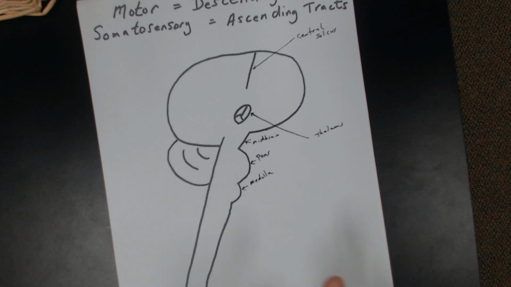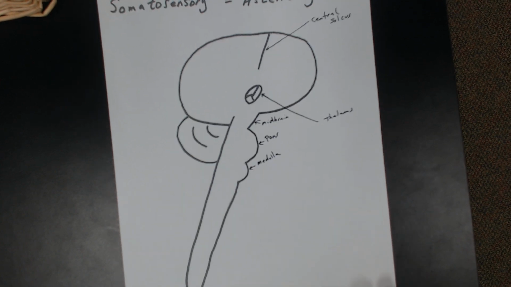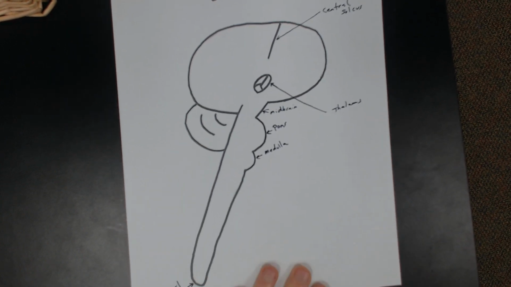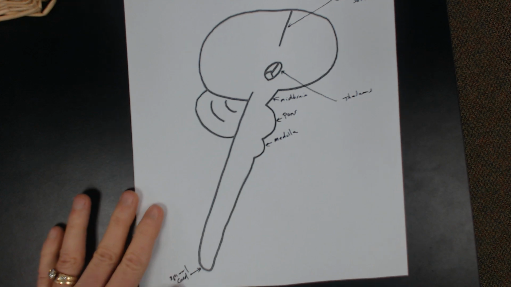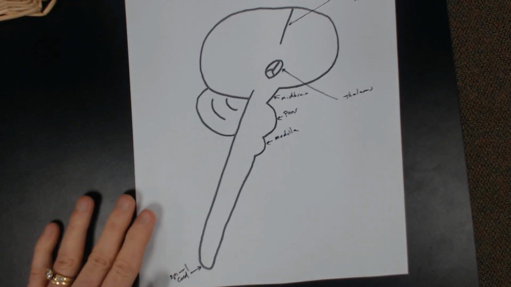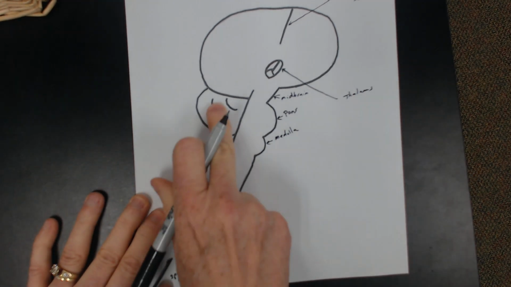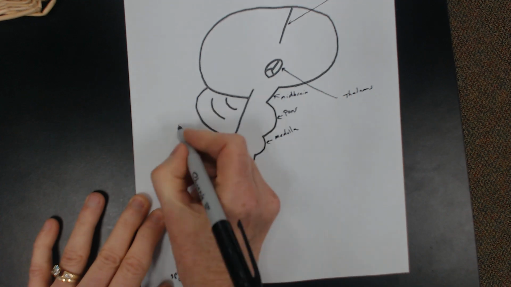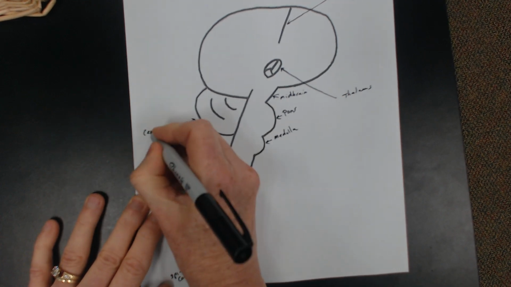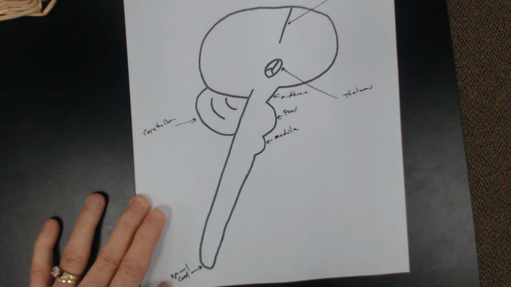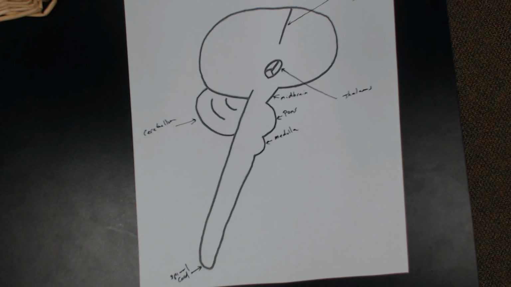Back here, kind of right behind the pons, this structure responsible for coordination and balance, that's your cerebellum. Okay, overall, good to see where we are.